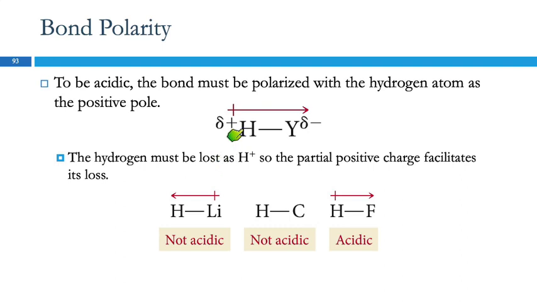To be acidic, we have to lose the hydrogen ion. We can't just break that covalent bond and lose a hydrogen atom. That would not be acidic. So the bond must be polarized, with the hydrogen end being partially positive and the other end being partially negative. Remember, this has to do with electronegativity. Electronegativity is the attraction that an element has for the electrons in a covalent bond. Fluorine has the highest electronegativity, and comparing any two elements, whichever one's closer to fluorine, we would predict is higher in electronegativity.